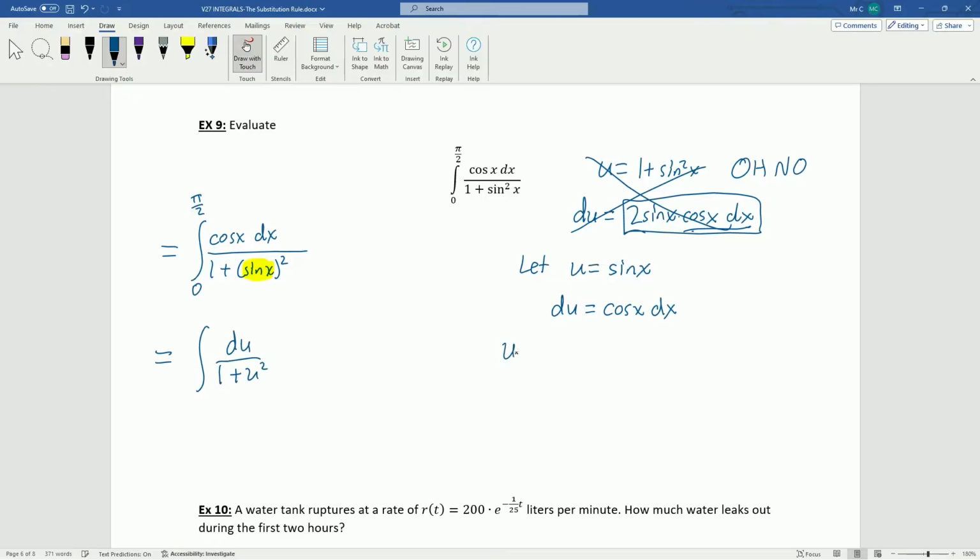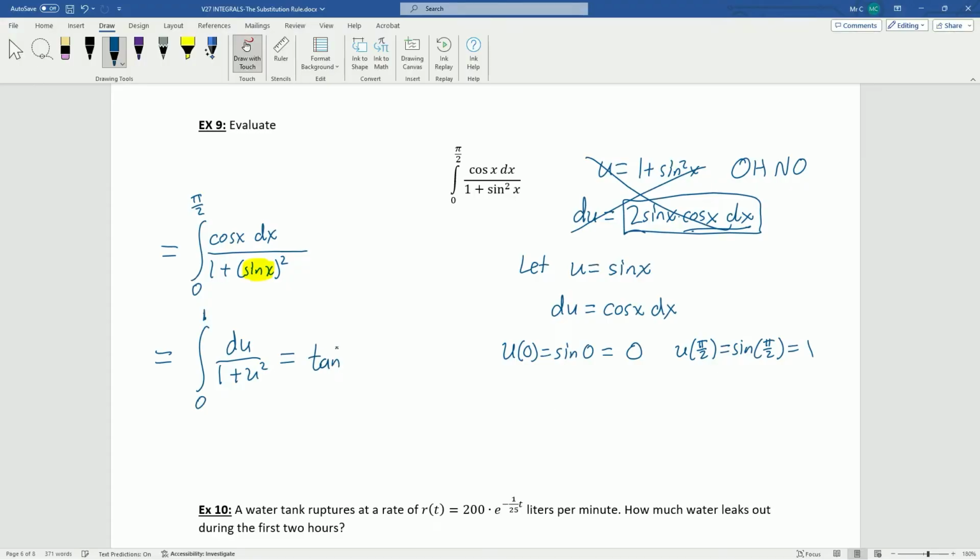But I need to evaluate my bounds. So when I evaluate u at 0, that's sine of 0, which is 0. And when I evaluate u at pi over 2, that's sine of pi over 2, which is 1. So my new bounds should be 0 and 1.